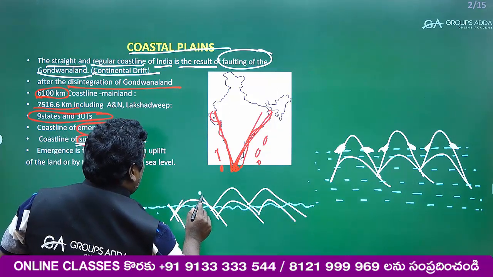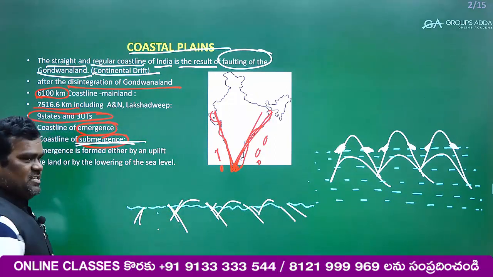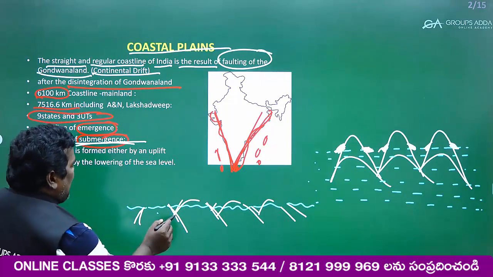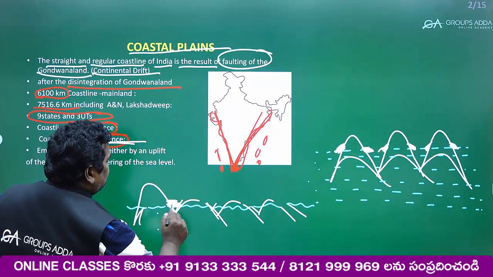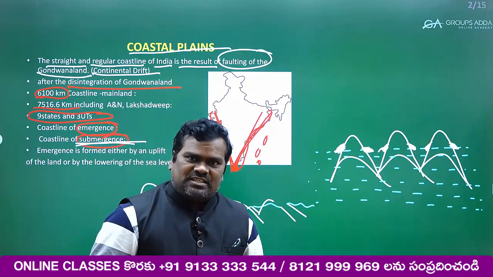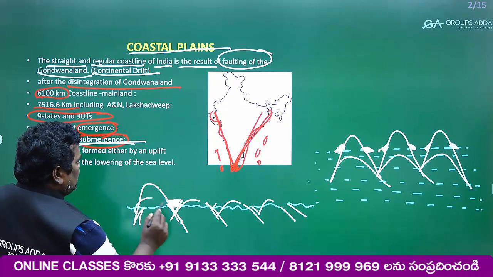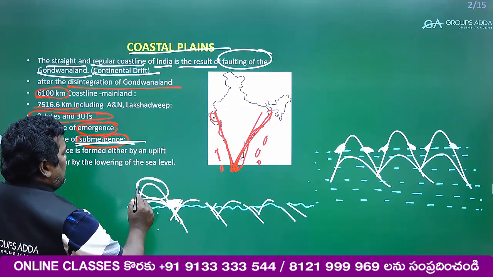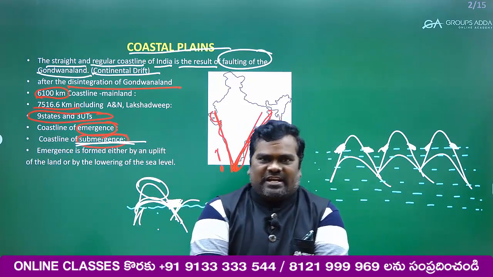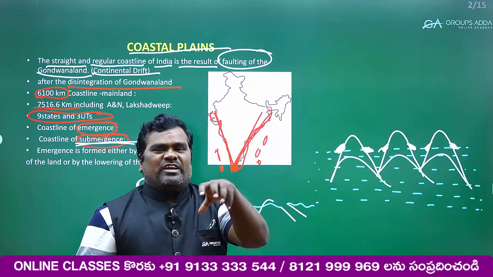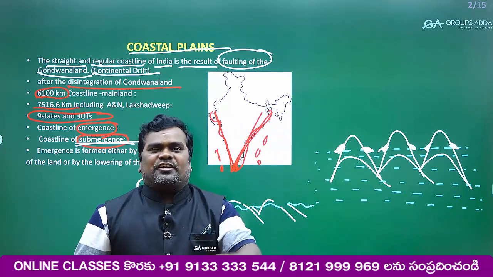Now see here, observe here properly. Previously we had mountains here, and previously we had a very good coastal line. But due to submergence of these mountains, what happened? All these places got dipped into the water. So like that, my dear friends, in India also we have coastal plains developed due to submergence and due to emergence.